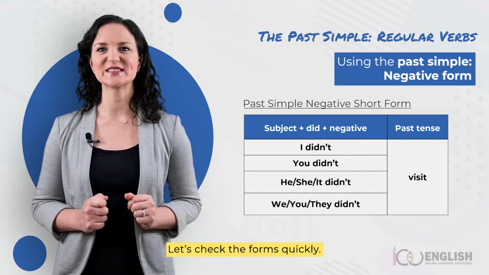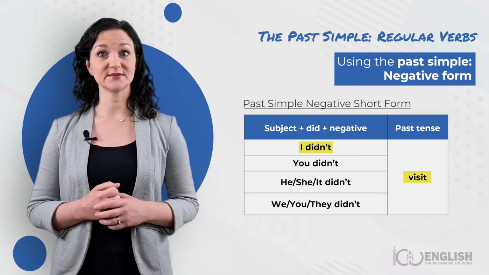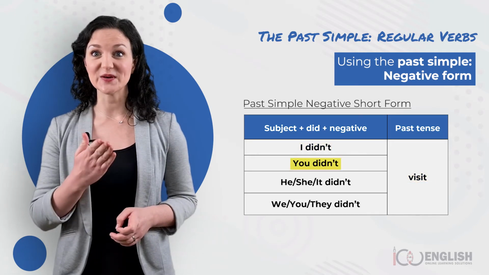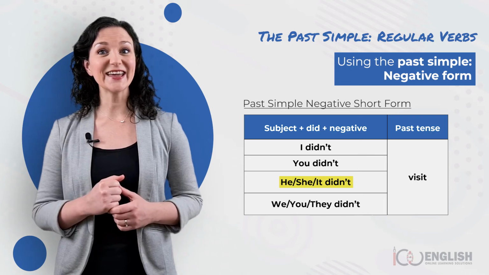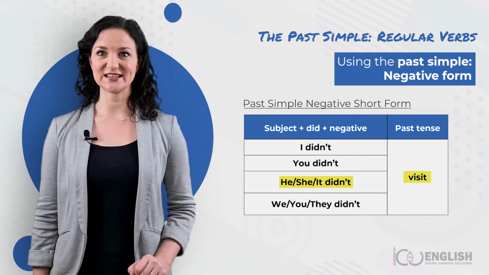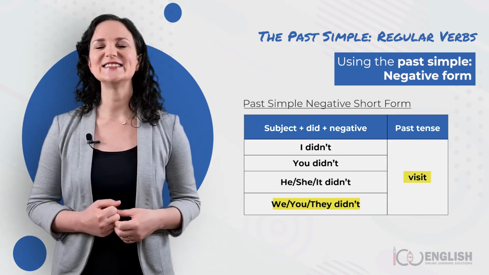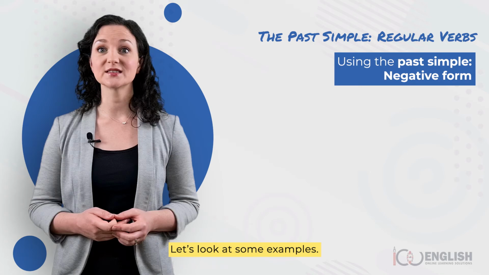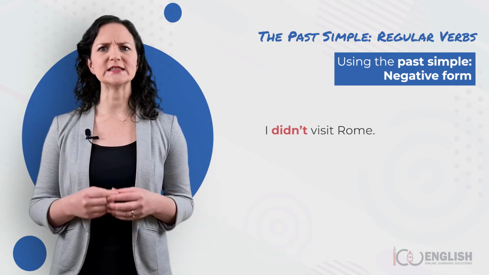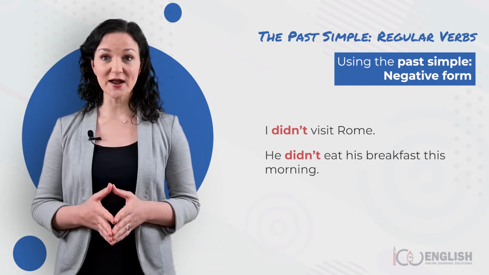Let's also have a quick look at the negative short form of the past simple. Let's check the forms quickly. I didn't visit. You didn't visit. He, she, it didn't visit. We, you, they didn't visit. Let's look at some examples. I didn't visit Rome. He didn't eat his breakfast this morning.